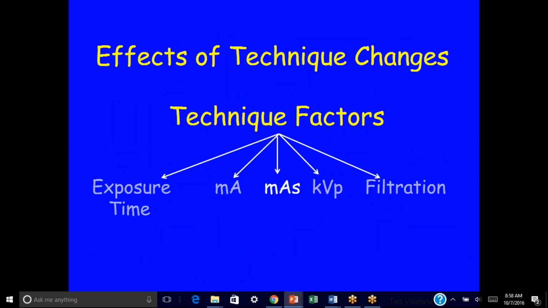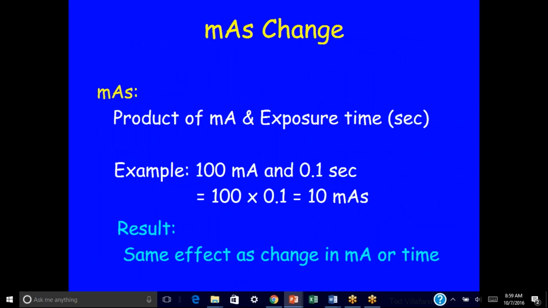Let's go on to another technique factor. I think I can just barely squeeze this in. The milliamperage second product, the product of the time in seconds and the MA. So, for instance, if you had 100 MA and a tenth of a second exposure, the product would be the product of those two numbers. It would be 10 MAS.